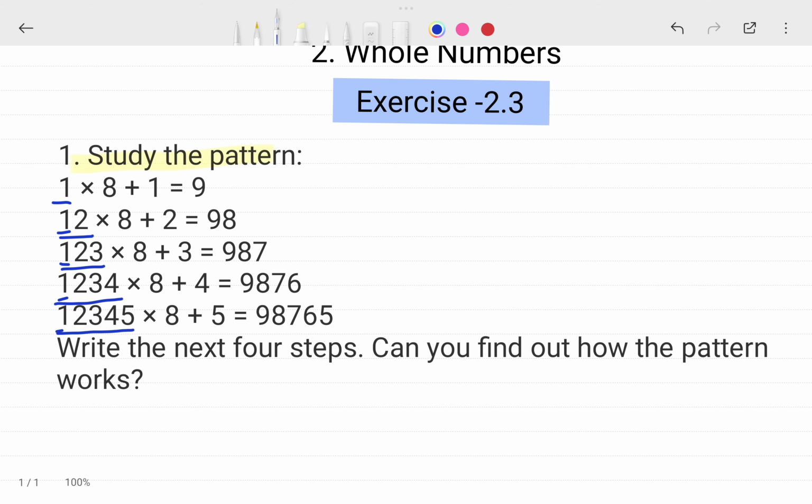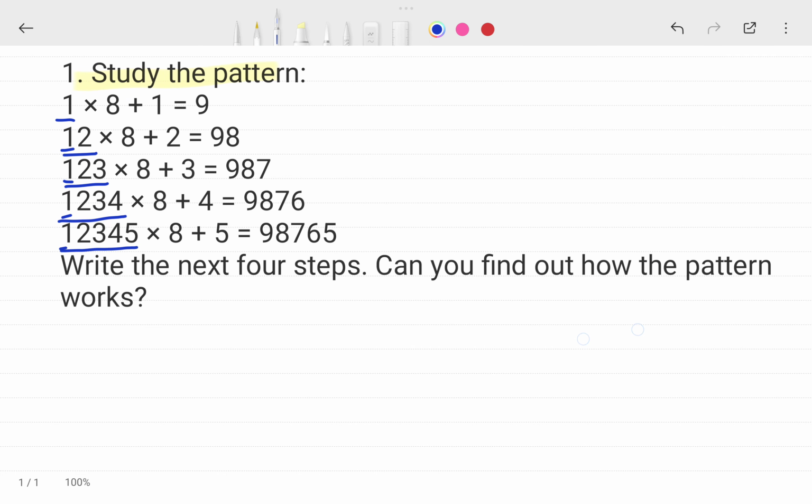The question says to write the next 4 steps. So let me explain how this pattern works. Look at 1, 1 2, 1 2 3, 1 2 3 4, 1 2 3 4 5. Whenever it goes one step forward, one more number is added.